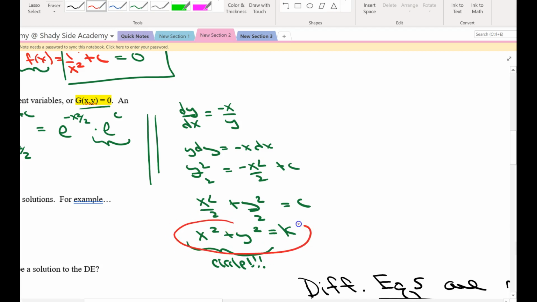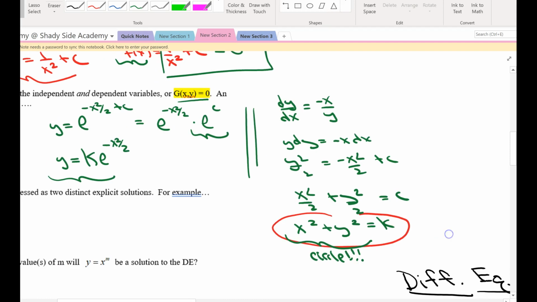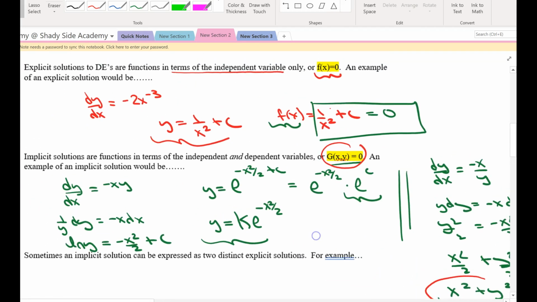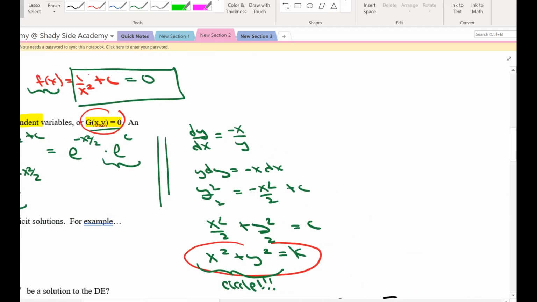This is a family of solutions that is implicit because the family of solutions involves both the independent and the dependent variable. Now, what of this notation here? Well, what this means is an implicit solution to a diffie-q obviously is not going to be just a function of x, because look at this statement here. If your solution's in terms of x and y, then obviously the solution is going to be a function of x and y.